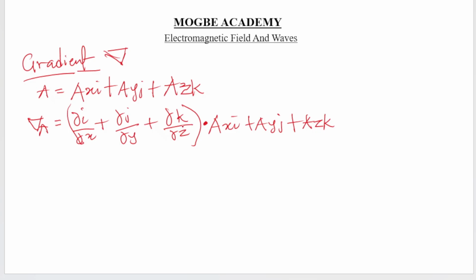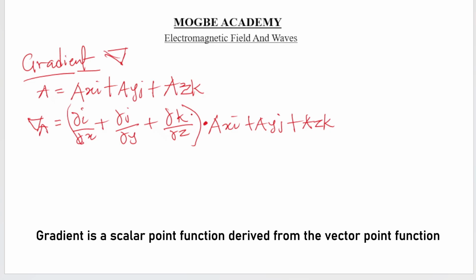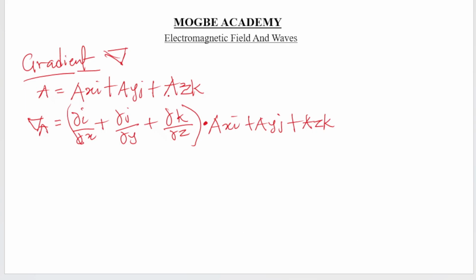Now, take down the definition of a gradient. A gradient is a scalar point function derived from the vector point function. So what is this telling us? This is basically telling us that when we are considering gradient, we are considering a scalar point function, and that will be converted to a vector function.